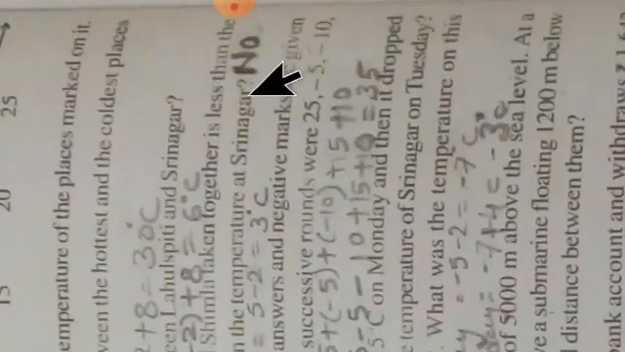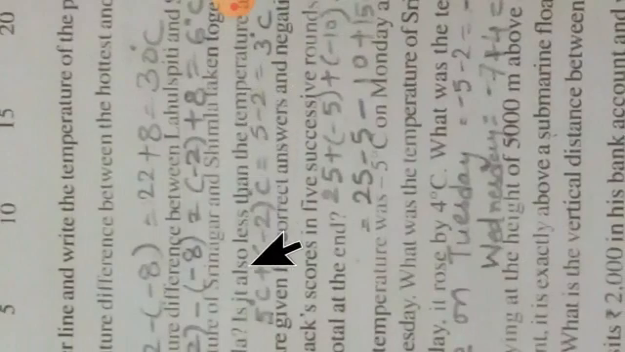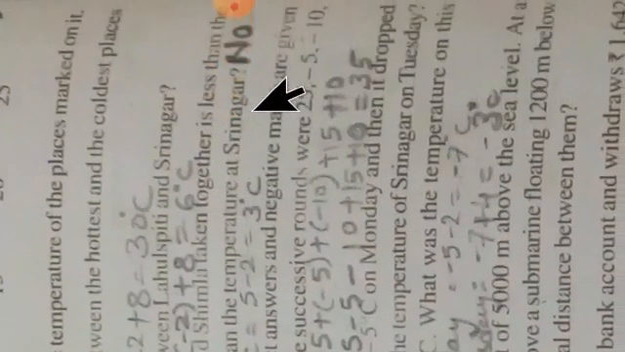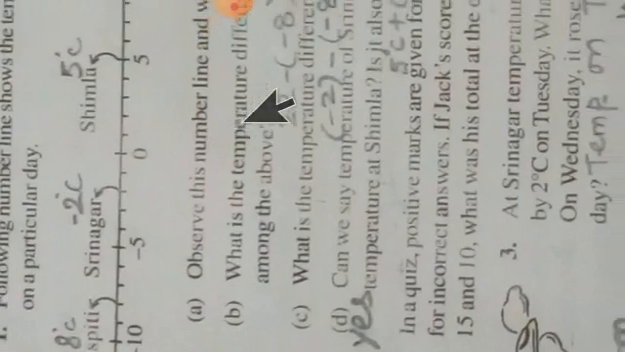The second question is: is it also less than the temperature at Srinagar? No, because the temperature at Srinagar is -2 degrees C and 3 degrees C is not less than -2 degrees C. So the answer will be no. Now the next question is given.